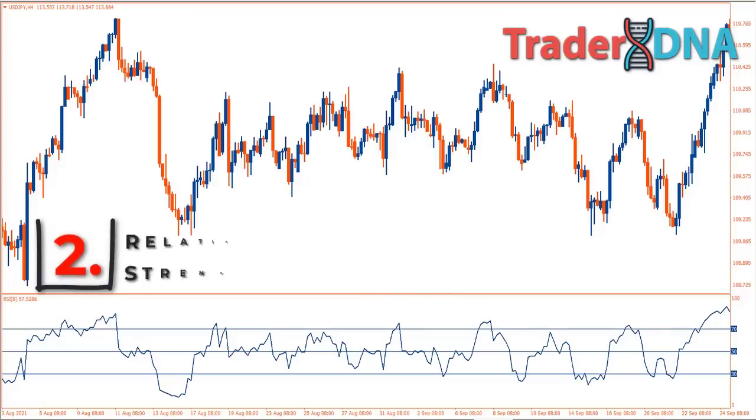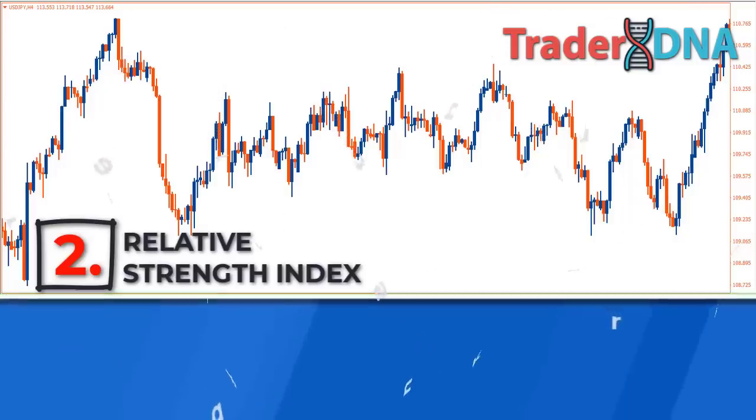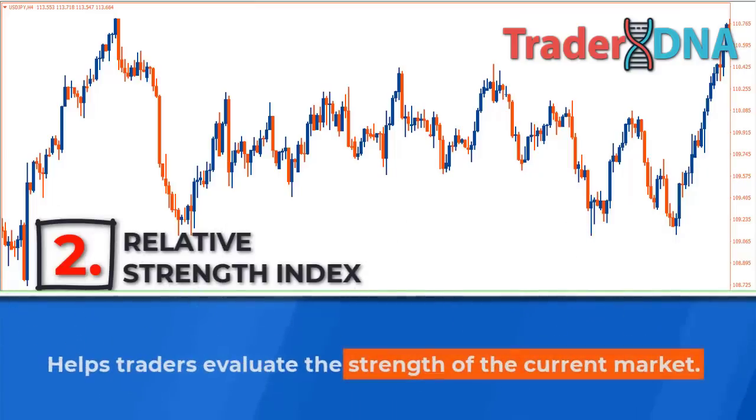Number 2. Relative Strength Index, or RSI. Relative Strength Index, or RSI, is a popular indicator developed by a technical analyst named J. Wells Wilder that helps traders evaluate the strength of the current market.